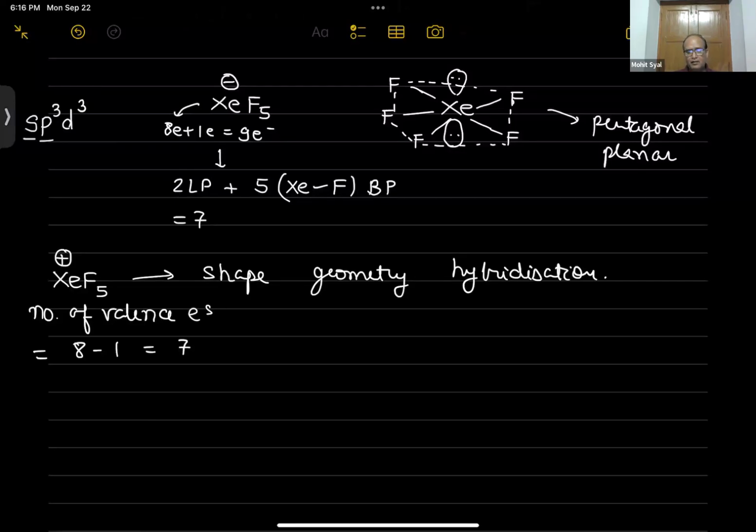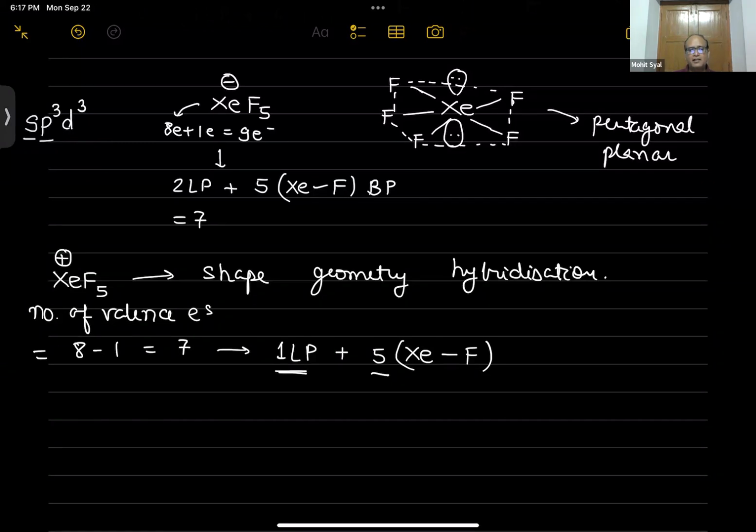Out of 7, 5 of them are given 1 each to 5 fluorine atoms. And 2 remain as a lone pair. So 1 lone pair, and there are 5 bond pairs. Is it clear or not? So what is going to be the hybridization? Can you tell me quickly? Look, there are 5 bonding electrons and 2 electrons in 1 lone pair. So 7 electrons are there.